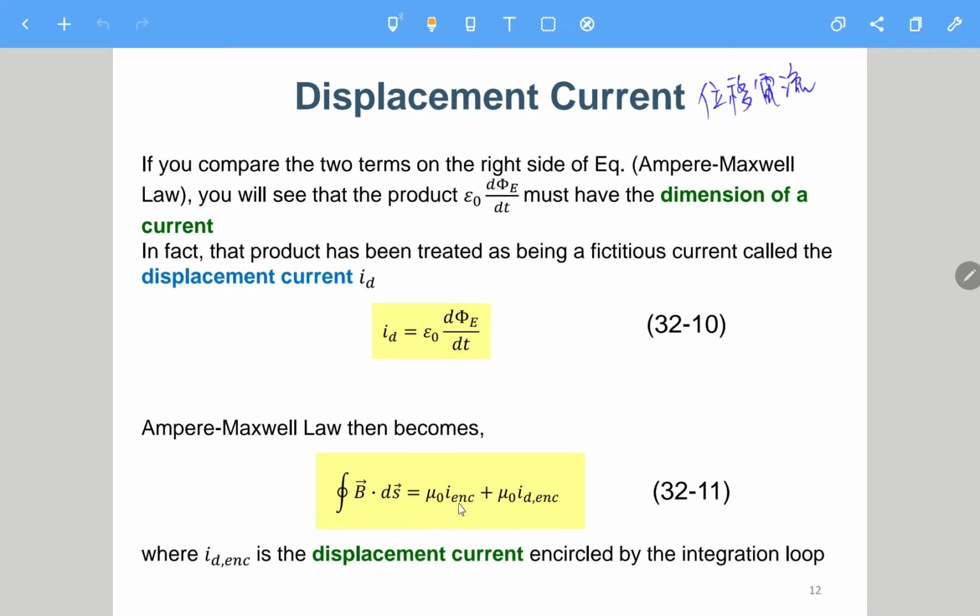The first term is mu zero I enclosed. This is the real current, the practical current. And for the second term, mu zero times the displacement current, also enclosed by the Ampere's loop. Here ID enclosed is the displacement current enclosed by the integration loop, or the Ampere's loop.